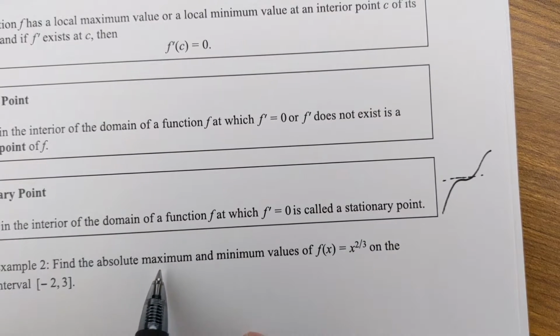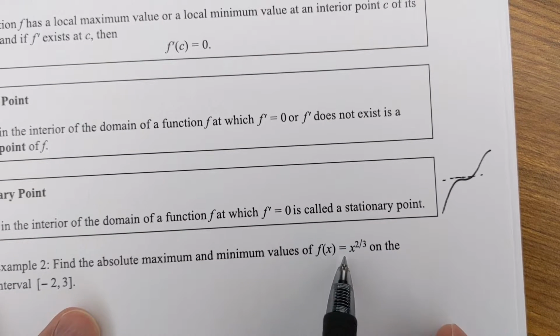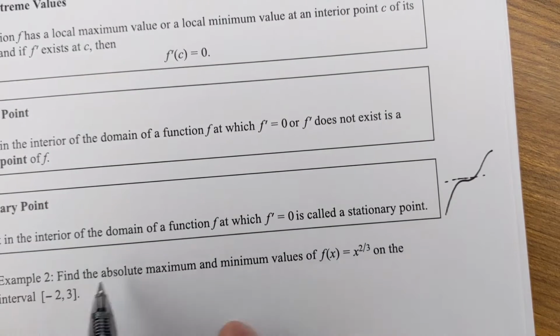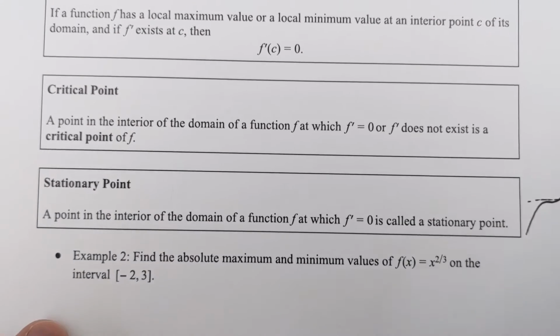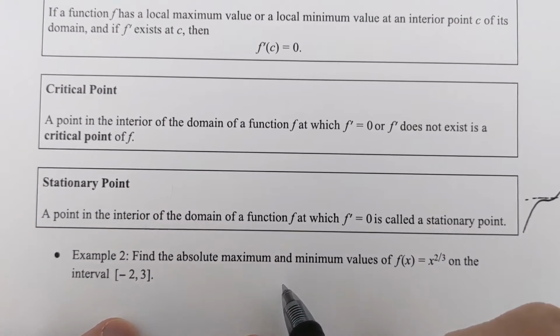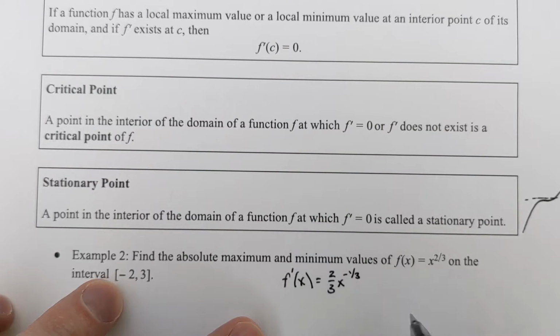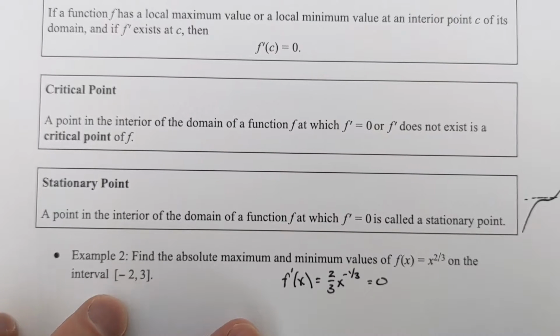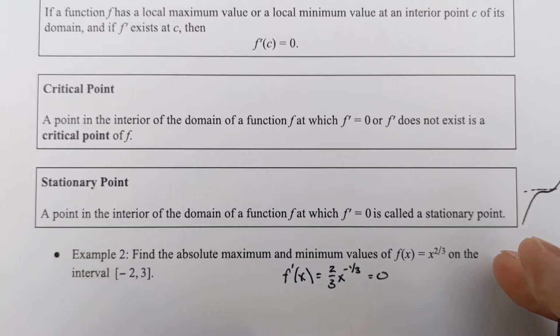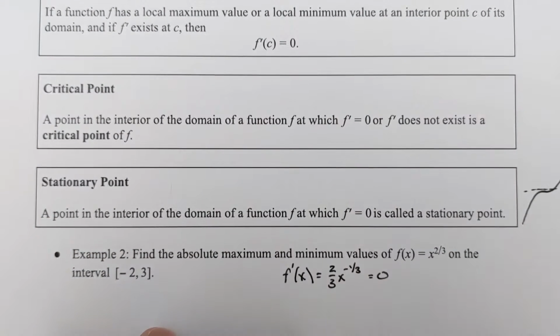Okay, so it says find the absolute maximum and minimum values of f of x equals x to the 2/3 on the interval -2 to +3. So I need to find my critical points first. So I need f prime of x. So that's the derivative. Exponent comes out front, count down the exponent by 1, and critical values occur where the derivative is equal to 0, so I need to solve this equation, or where it's undefined.